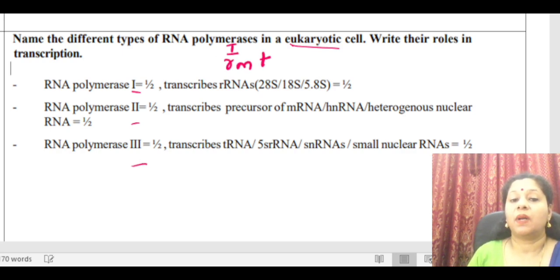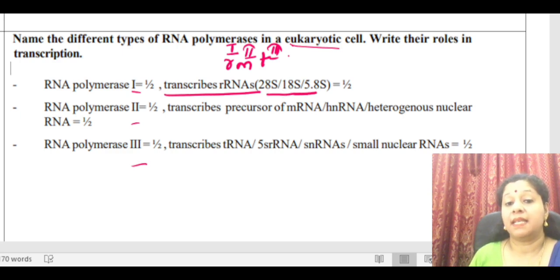That is, 1 is for rRNA, 2 is for mRNA, 3 is for tRNA. So RNA polymerase 1 transcribes rRNA. They are 28S, 18S and 5.8S. Polymerase 2 transcribes the precursor of mRNA, that is hnRNA, which is otherwise called heterogeneous nuclear RNA.